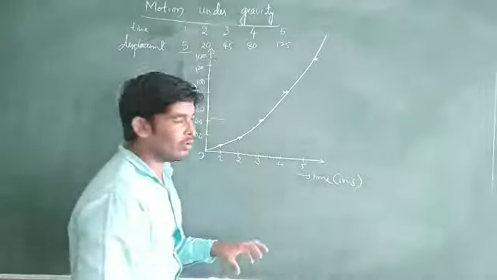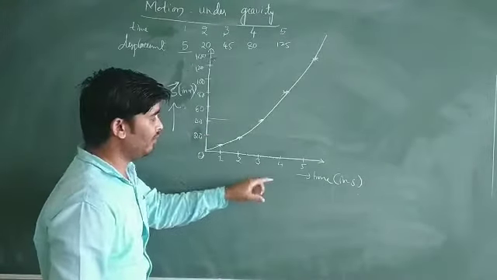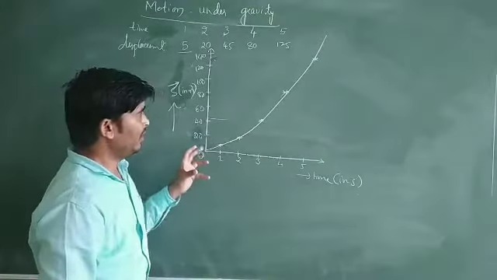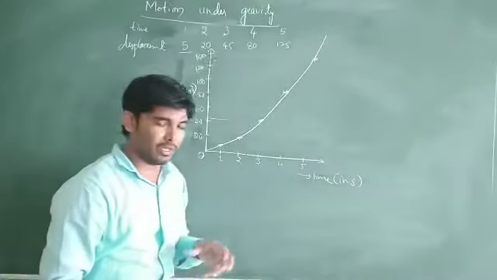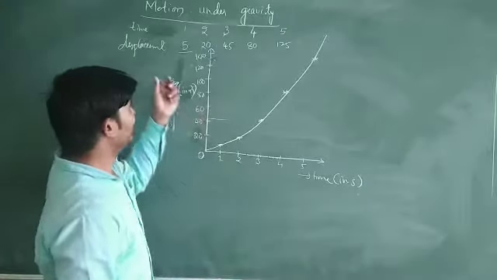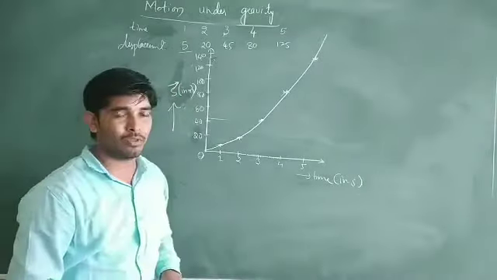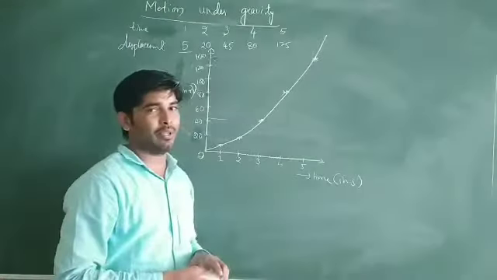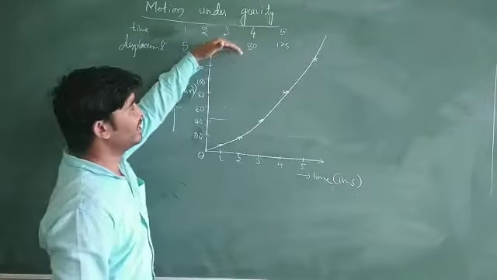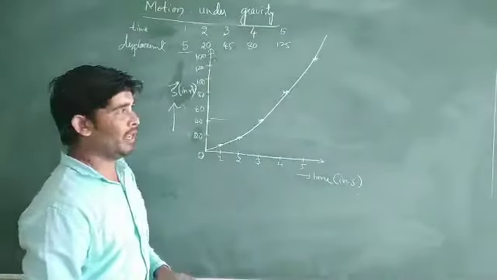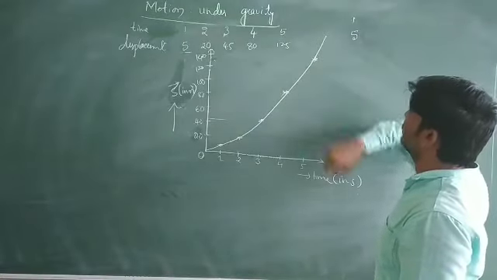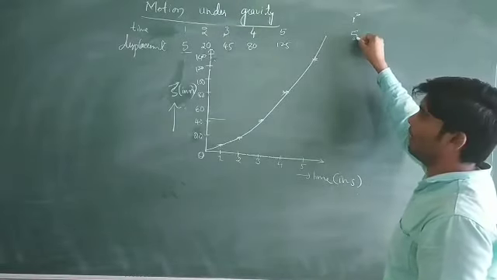For a freely falling body, the displacement-time graph is a curve. From this displacement-time graph, we can say that the displacement is directly proportional to the square of the time. Whatever the displacements are, 5, 20, 45, 80, 125, they are directly proportional to the square of the time. Just see here, after 1 second it is 5. So if you take 1 squared, you get 5.